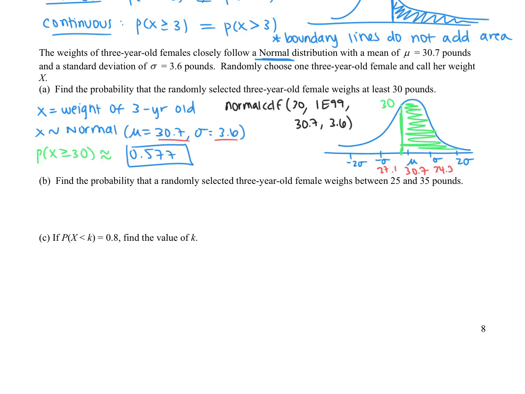Okay, can you all do part B? I don't need a new graph. I just want you to do it on the calculator. Find the probability that a randomly selected 3-year-old weighs between 25 and 35 pounds. I got about 0.827. Did you all get the same thing? Okay. Ideally, you would draw another graph. If not, draw it on the same graph. Just make sure you differentiate so I know which one is which. Questions on that before the last one?